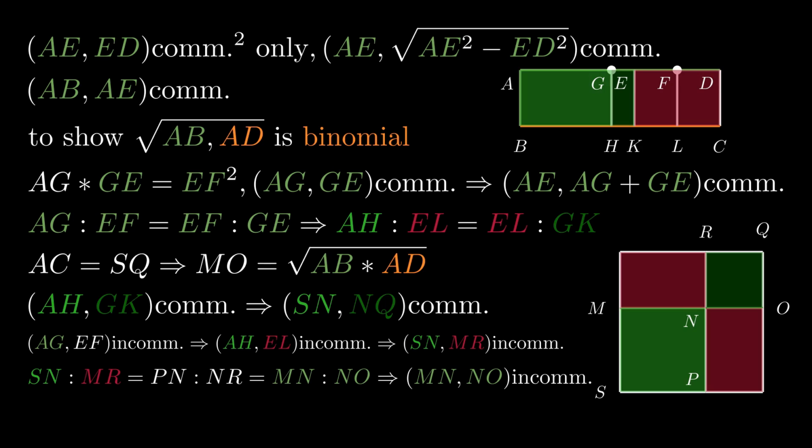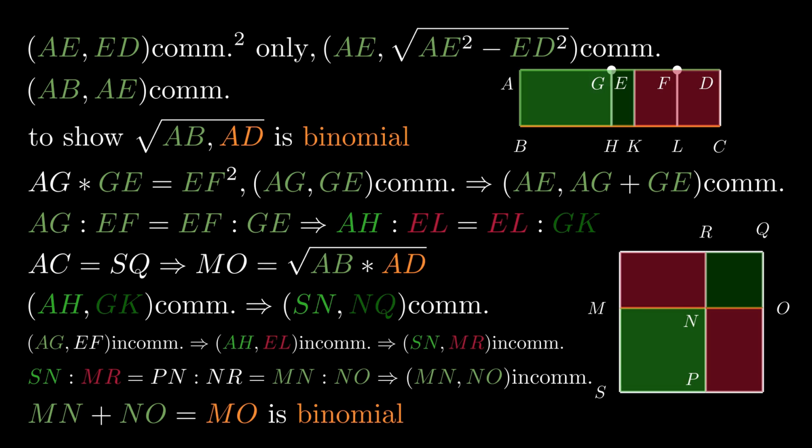MN and NO are also rational because they are the sides of rational squares. Thus MN and NO are rational but commensurable in square only, so MN plus NO, equaling MO, is binomial.